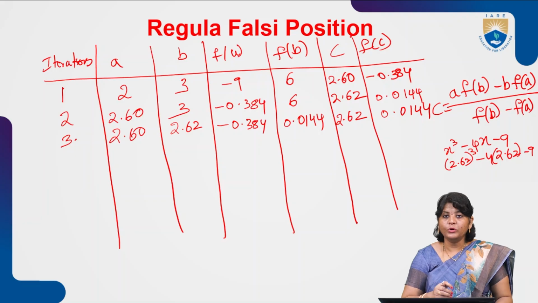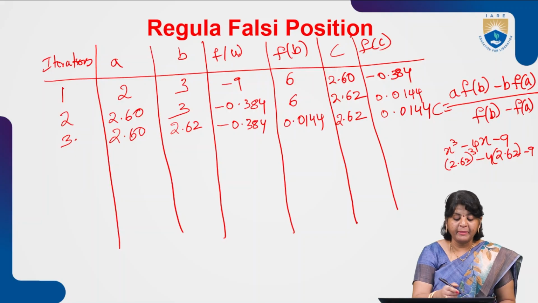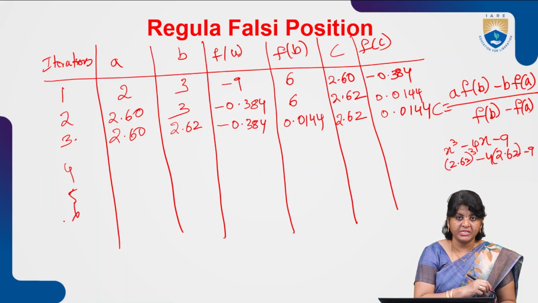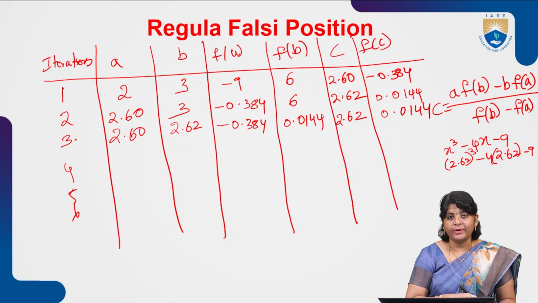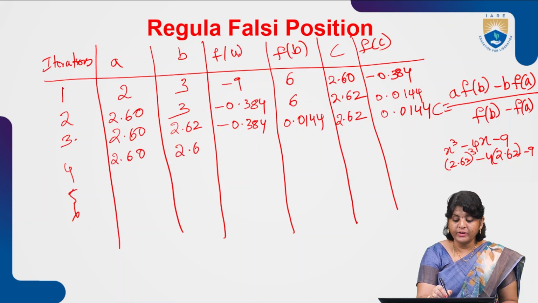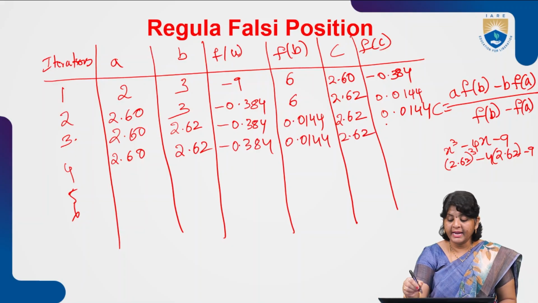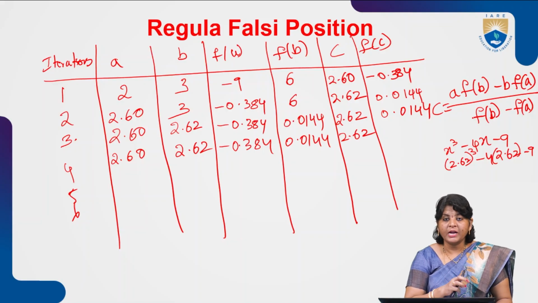See, since I took only up to 2 decimals, the number of iterations becomes only 3. But if you move on to 3 decimals or 4 decimals, this might not be the end point. It can take 4, 5, 6 iterations, and then we will get the root value or the approximate value. So now, as I took 2 decimals only, the value is repeated. So here again a value will be the same, b value will be the same, f of a is the same, f of b is the same, and c is the same. Again the value will be the same, since it is only up to 2 decimals.